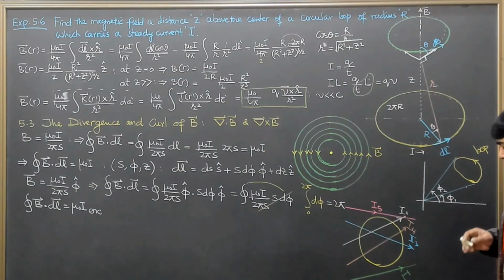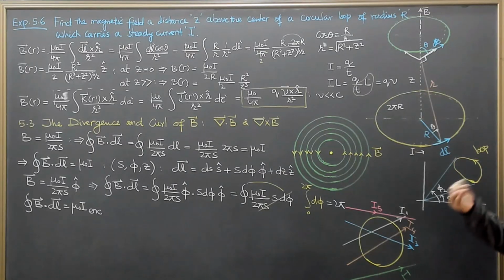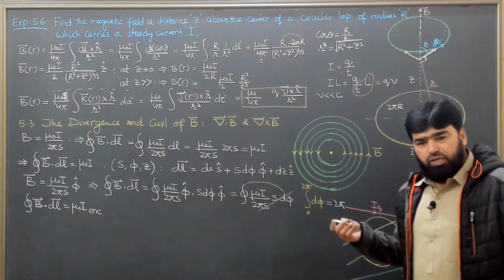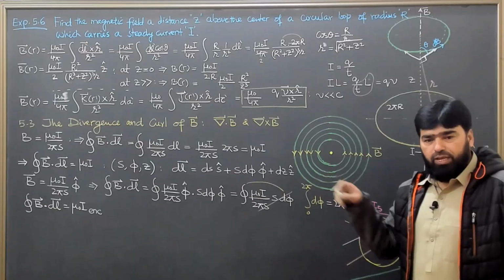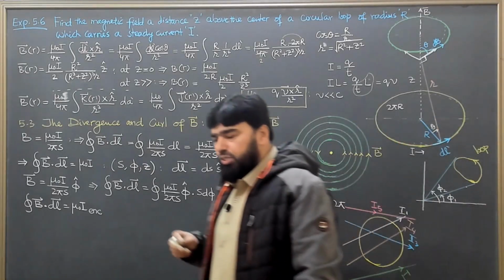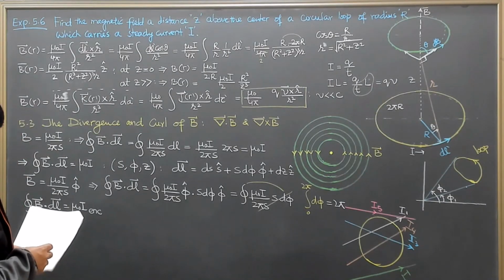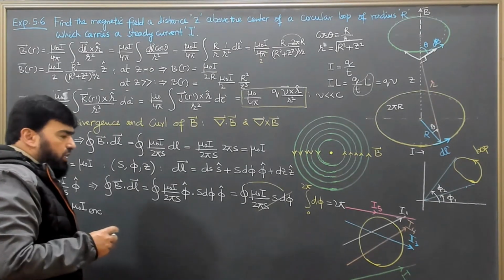Now if, for example, the loop is not enclosing any current, then phi will run from, let's say, phi 1 to phi 2, and as no current is enclosed, from phi 1 to phi 2 it will be the same thing, and we will have phi minus phi, and it will come out to be 0 if it is not enclosing any current. But what if it is enclosing some current?